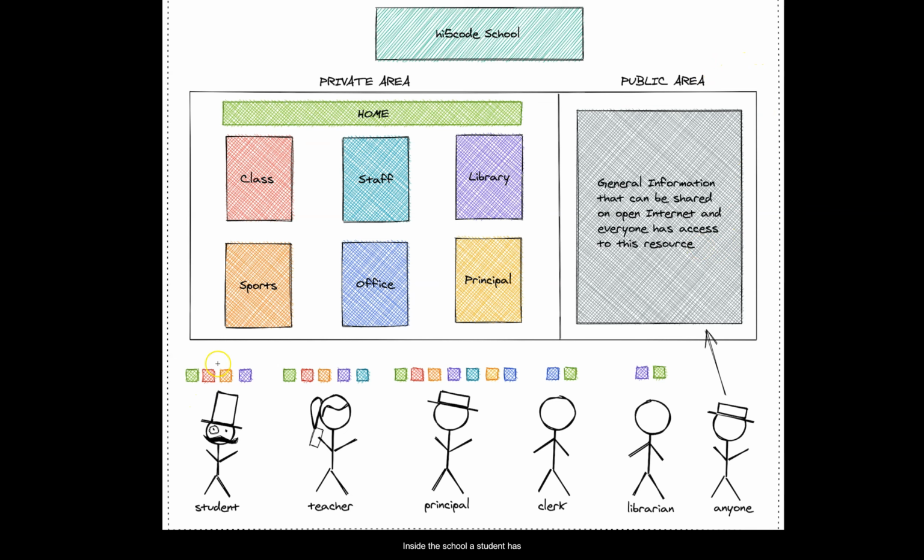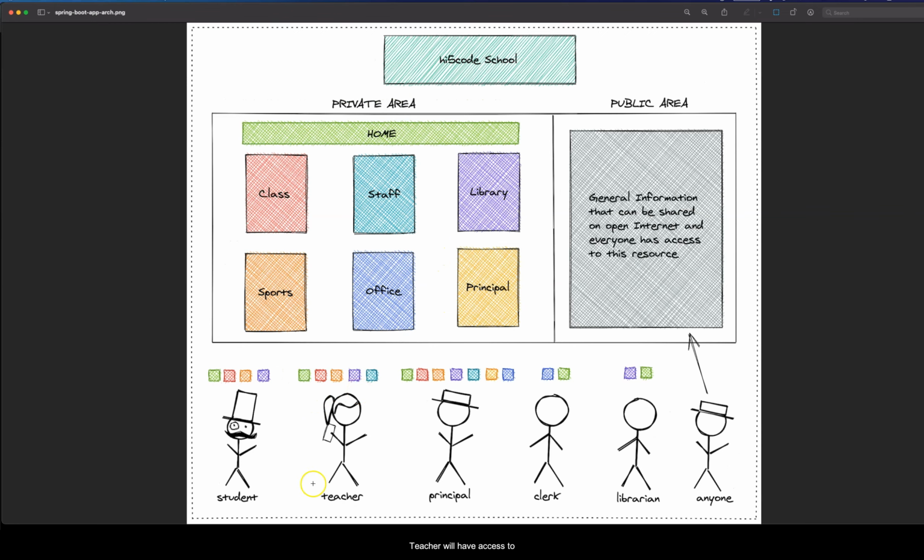Inside the school, a student has access to the classroom, where he studies. He also has access to the library and the sports center, but in no way should he have access to the office or the principal room, and so on. Similarly, the teacher will have access to the staff room, the library, the class, the sports ground, etc. And I have marked all the accesses with the legends over here.